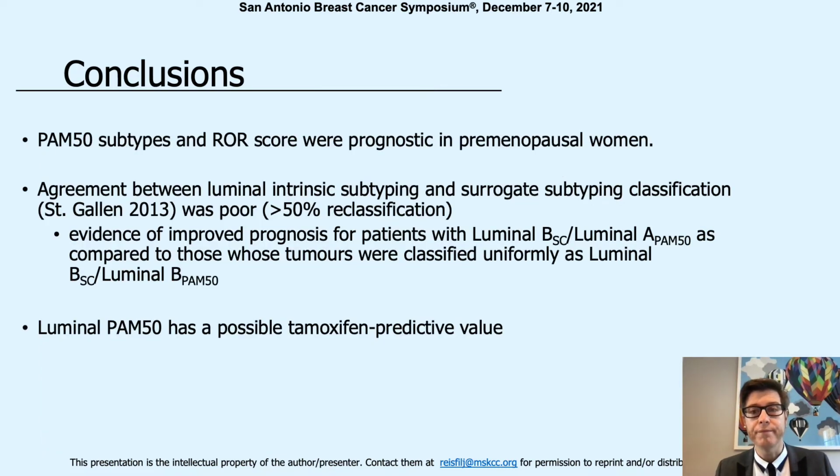So in conclusion, in this unplanned analysis of the trial, the investigators observed that PUM50 subtypes and ROR scores were prognostic in premenopausal women. They confirmed previous observations that the agreement between luminal intrinsic subtyping by the surrogate classifier or by PUM50 itself is only modest, and that luminal PUM50 subtyping may have a possible role as a tamoxifen response predictor, but further analyses are required.